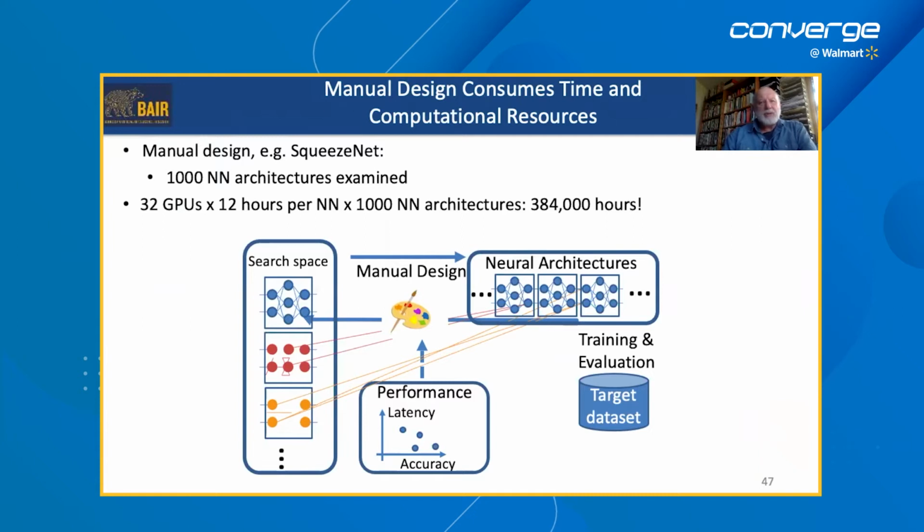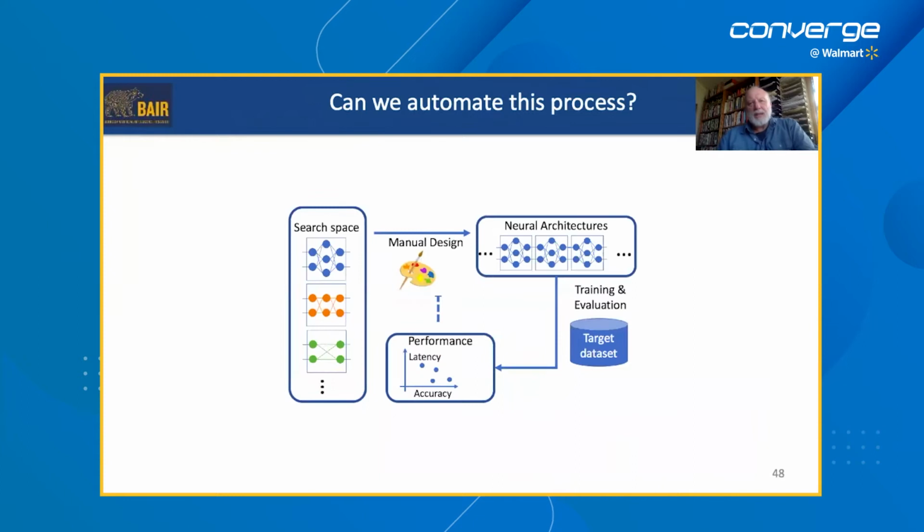But we should observe that this manual design is consuming of both human time as well as computational time, significant computational resources. Now, granted, we were just getting started when we developed SqueezeNet, but I think Forrest Iandola estimates that he looked at over 1,000 different neural net architectures, and that all together there was something like 384,000 GPU hours expended. So the natural question here is, can we automate this process?